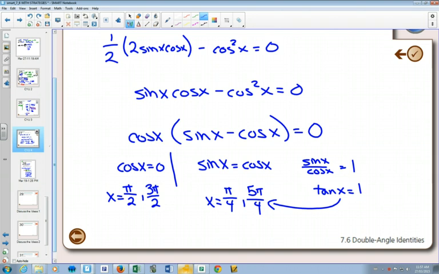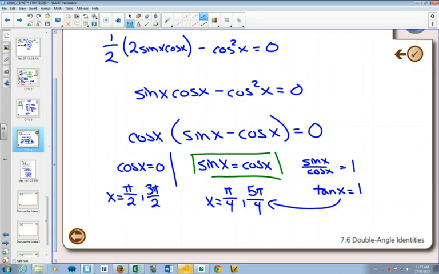Before we couldn't. Because now, in this little situation here, we can divide by cos, because we can realize that when cos is 0, sine isn't equal to 0, and so it's not actually part of the solution of that.